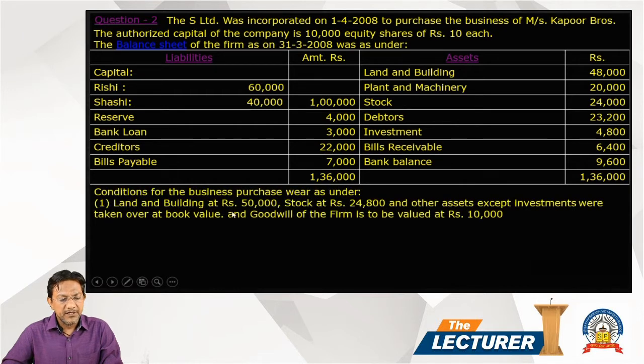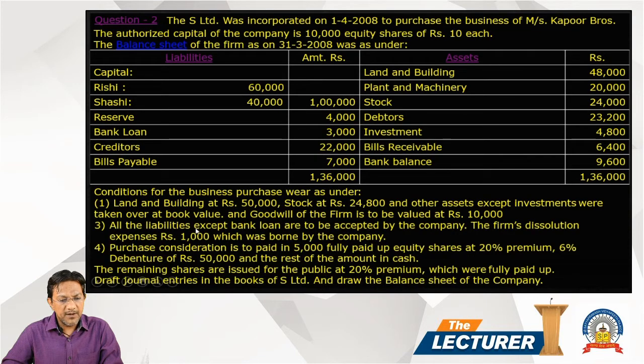Now the adjustment conditions for the business purchase are as under. First, land and building at rupees 50,000. In the balance sheet, land and building is 48,000 and the revised value is 50,000, so we consider 50,000. Stock at rupees 24,800, while in the balance sheet it is 24,000, so we consider the revised value. Other assets except investment were taken over at book value. So except the investment, all other assets are taken over by the company, including bank. Goodwill of the firm is valued at 10,000. So here they provide the value of goodwill.